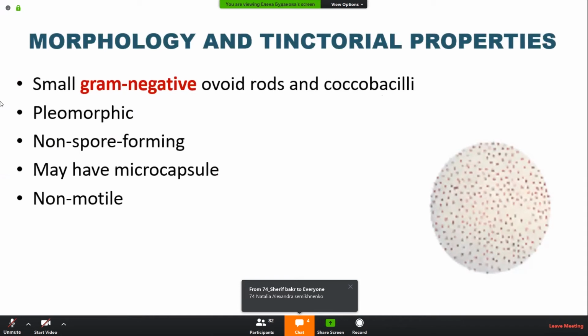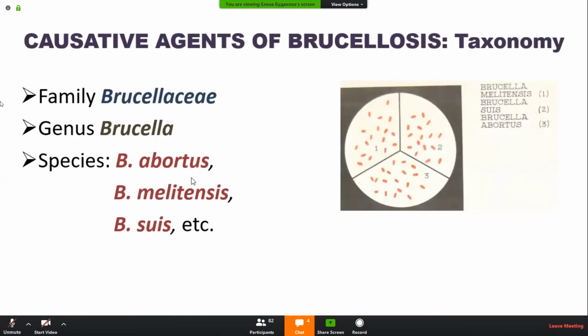One is cow, another is sheep and goat, and the last one? Brucella abortus causes septic abortions in cows. So it is shed from cow to human. Militensis is shed from goats and sheep. And Brucella suis is swine Brucella. It is shed from pigs to human, of course. Thank you, ma'am. You're welcome.